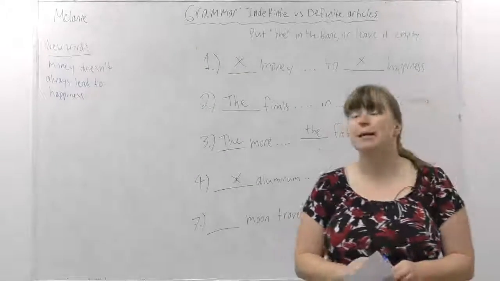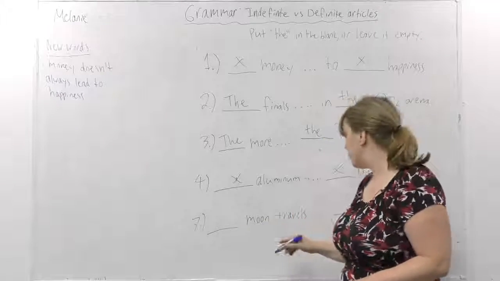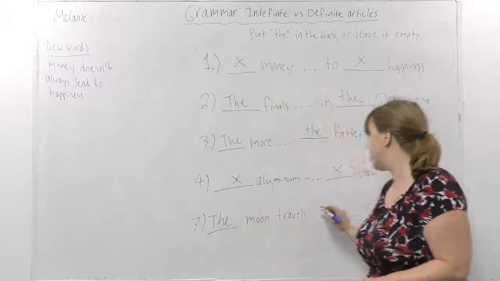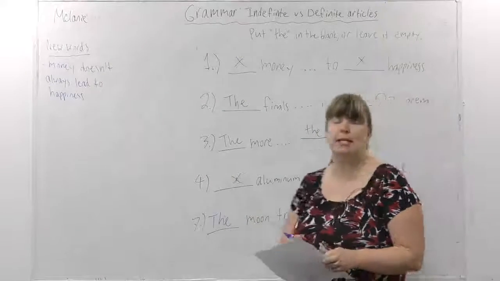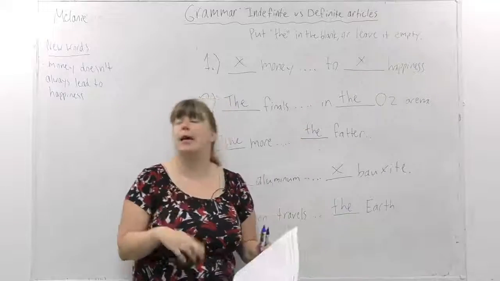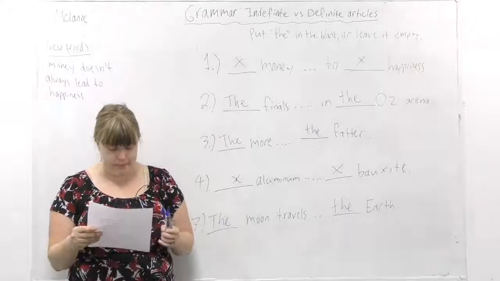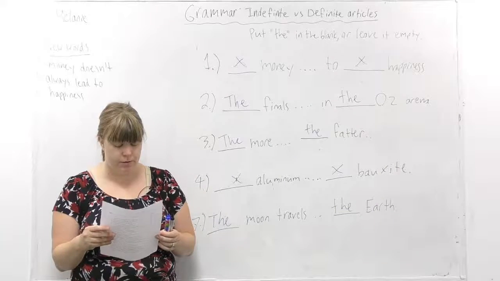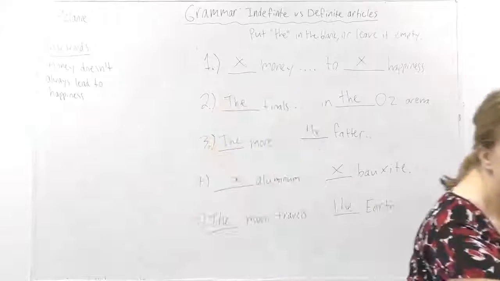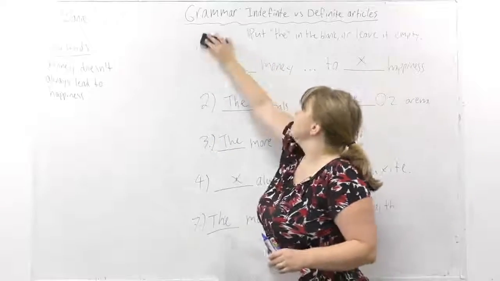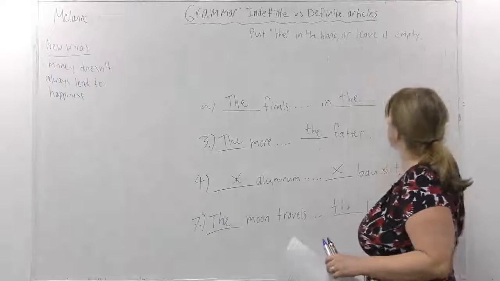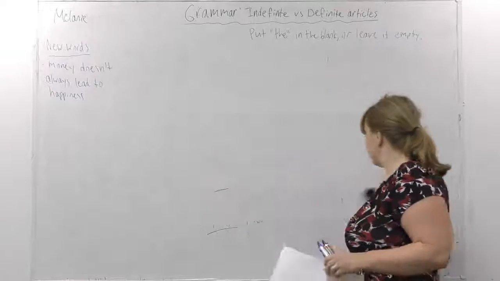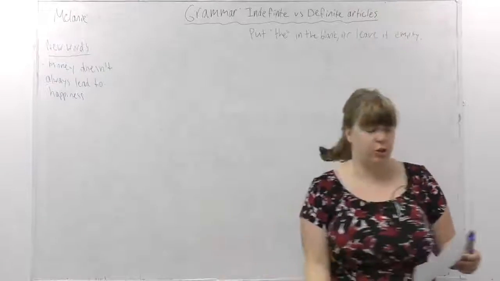Okay. So someone said the moon travels around the Earth, and that is correct. Good. The moon travels around the Earth because there is one moon, one Earth. They are unique nouns. Okay. Let's do a few more, like one or two more. All right. So we'll get rid of this. Okay, and what number shall we do next?